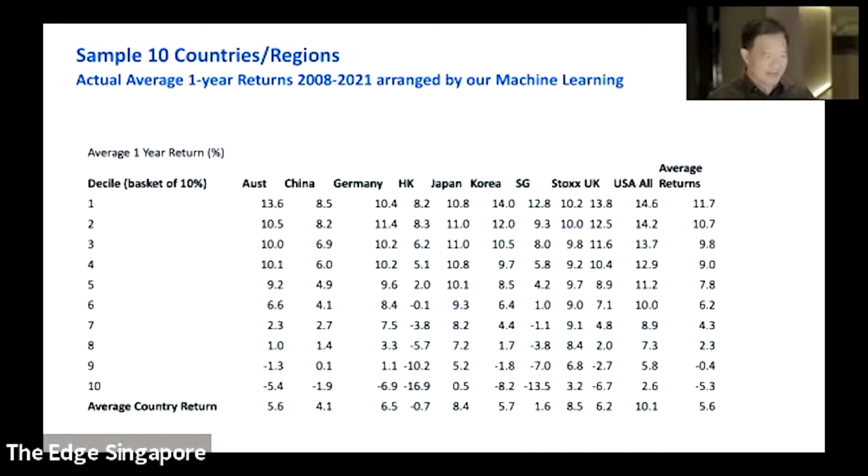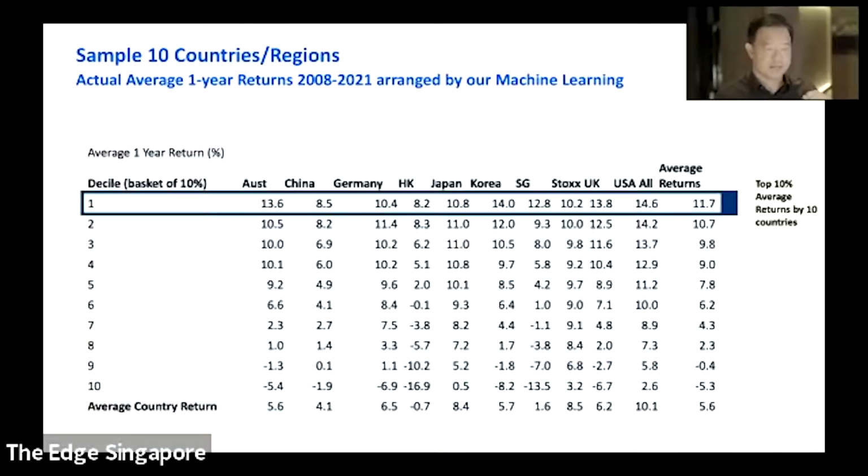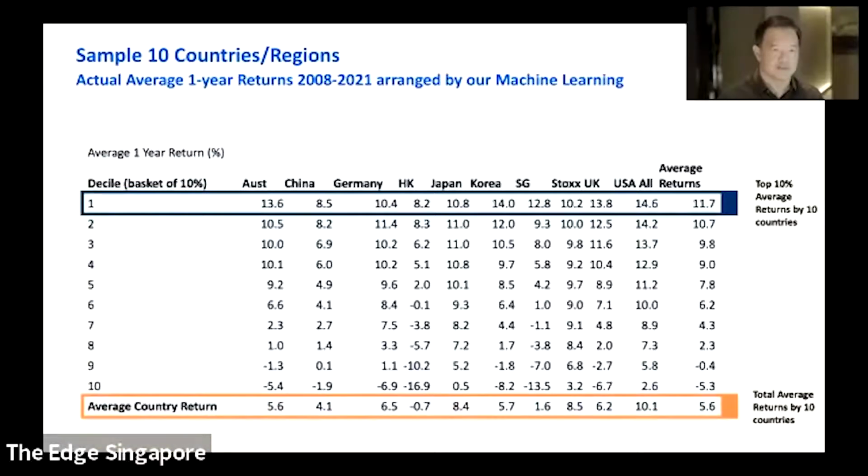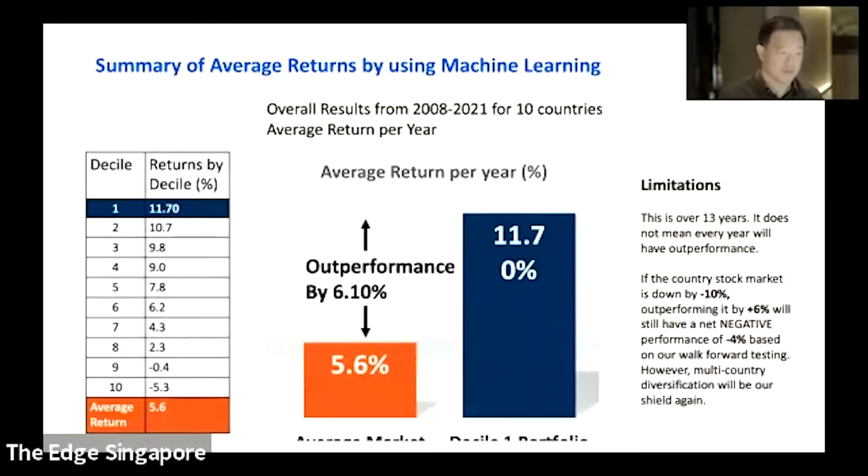Now, same table, but now we look at the top 10%, which is called decile 1, and then we look at the average return of each market, and then we do a comparison. So as you can see from this table, if you have put money in decile 1, which is the top 10% above the middle line, remember, these are the high probability stocks, you get 11.7%. The market, if you just put all your money in all the markets, right, you'll get 5.6%. So you have an outperformance of 6.1%, a delta of 6.1%.